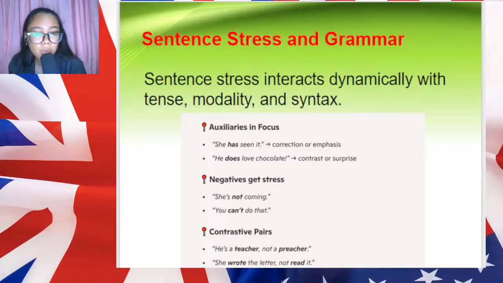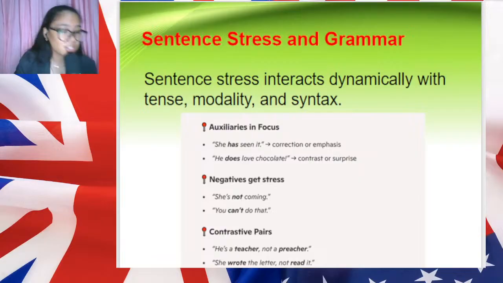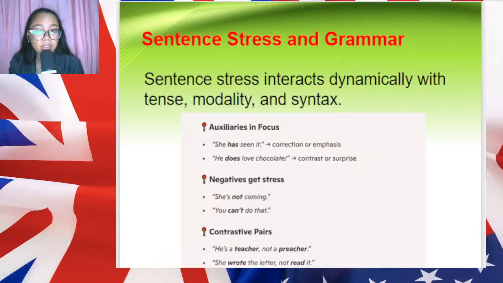Okay? So what do we learn here? Grammar creates the frame, but stress animates it. Grammar creates the structure, but stress puts rhythm in it. Okay? It tells the listener what has changed. It tells the listener what is being corrected or clarified, as well as what matters most in this moment. So even simple sentences become expressive and reactive when we know how grammar changes the stress landscape. Okay? This is speech, not just as a structure, but as a strategy. All right?